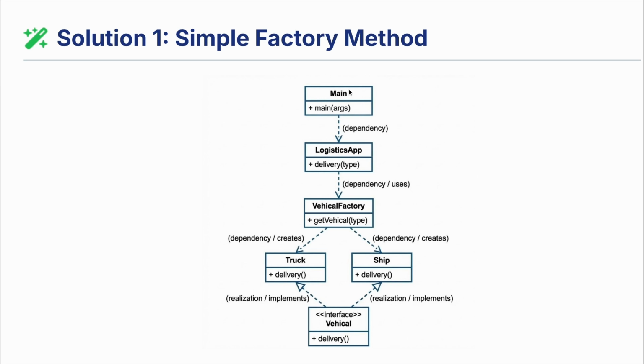So if you see the UML diagram, we have a main class that depends on logistics app. Logistics app is having a delivery method that takes the type of transportation as an input, which again depends on vehicle factory. Now this vehicle factory takes the type and creates an object based on that type, whether it's truck or ship. And truck is nothing but an implementation of the vehicle interface. Ship is also an implementation of the vehicle interface. So yeah, with this we have covered our simple factory method.